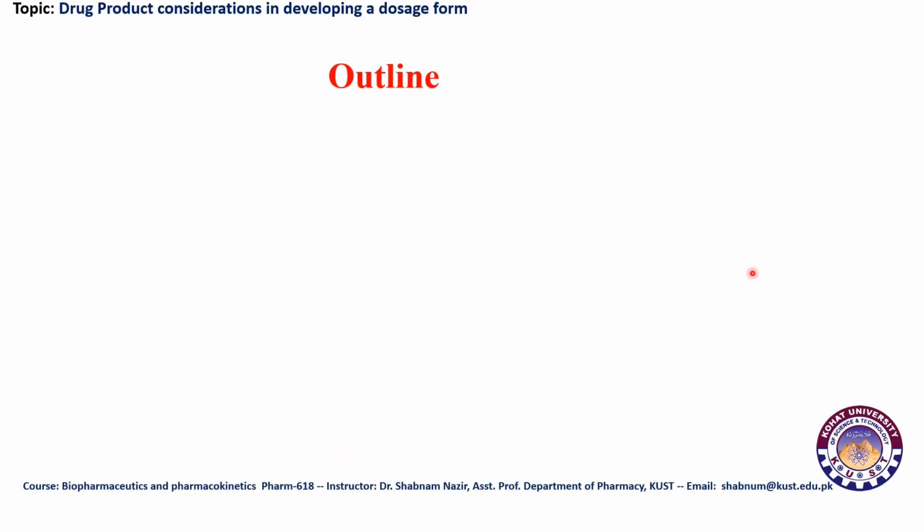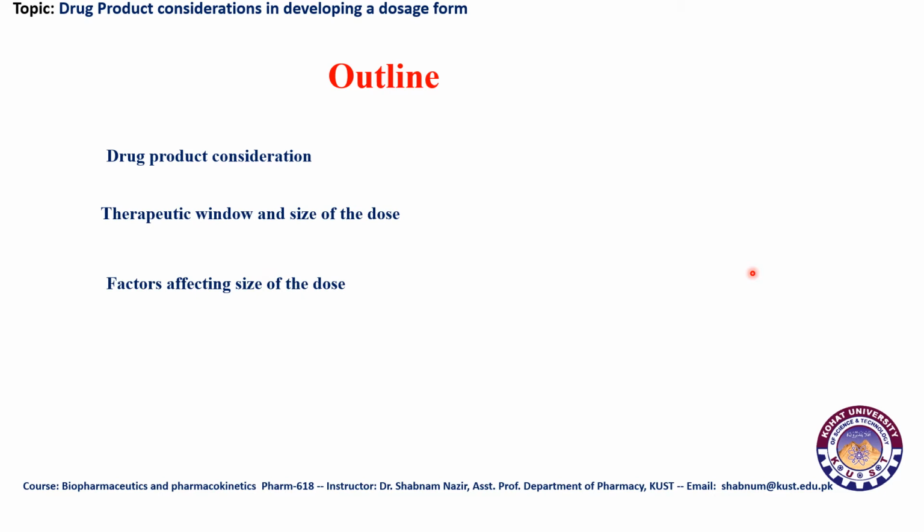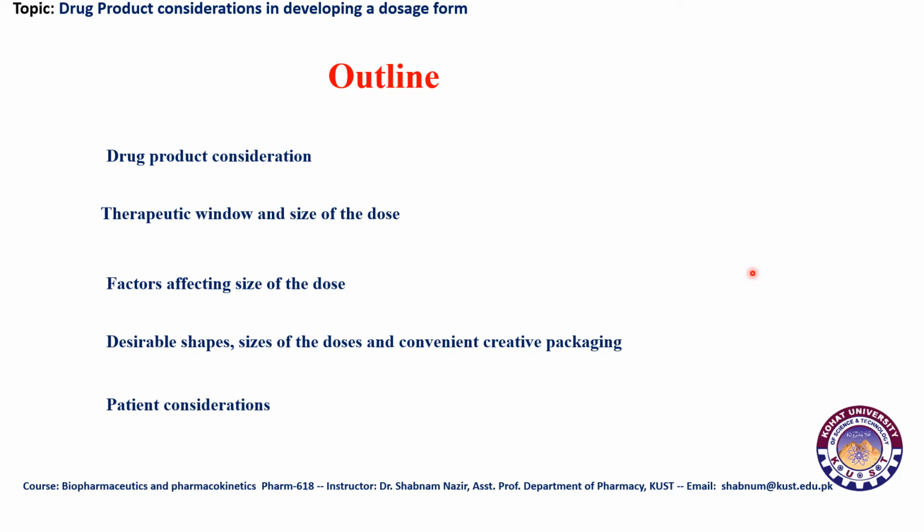So the lecture outline for today is we are going to discuss drug product considerations, and in that we will be discussing therapeutic window and size of the dose, factors affecting size of the dose. Then we will come across the topic of desirable shape, sizes of the doses, and convenient creative packaging. Then we will discuss patient considerations and pharmacodynamic considerations. These are all the factors which are considered in developing a dosage form, and these are part of biopharmaceutical considerations.